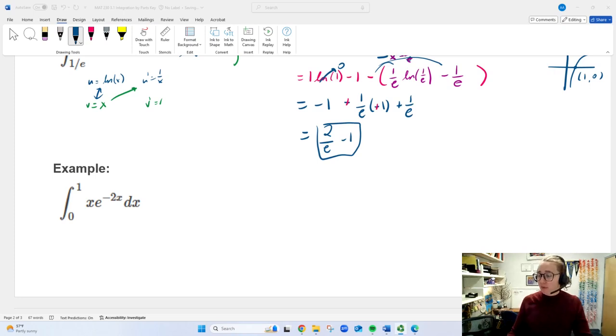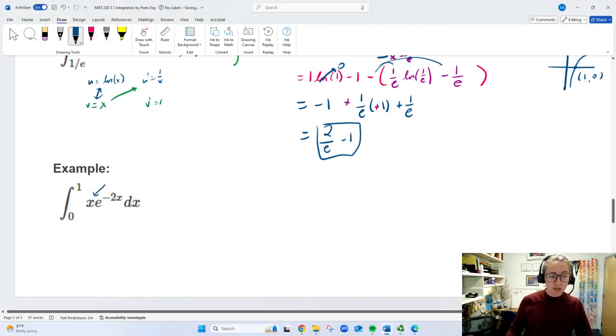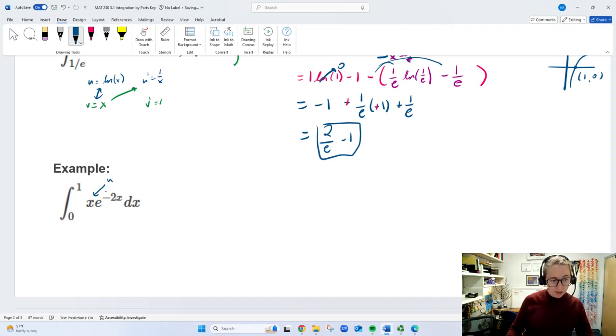This is kind of getting repetitive, so you're welcome to stop this and start your homework at any time. But if you need this one last example, we can do it. So I am going to let this one be my u, and I'm going to let my e to the negative 2x be my v prime because I know how to take my antiderivative of that.